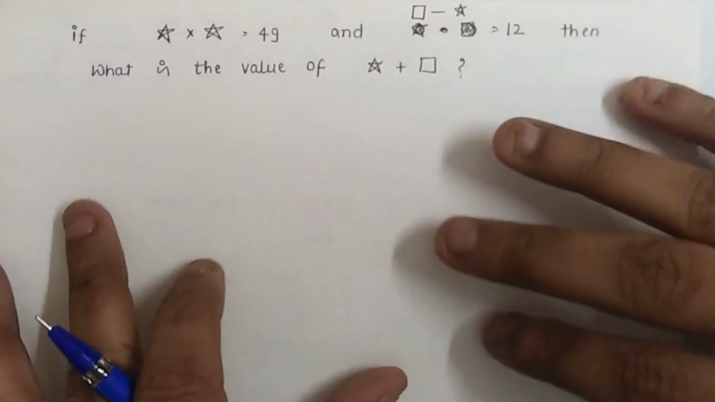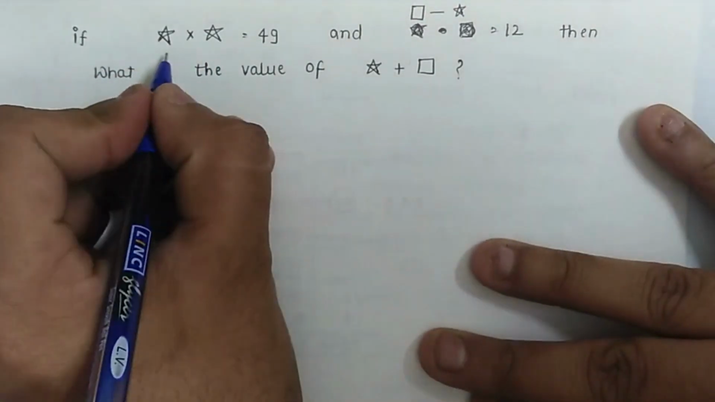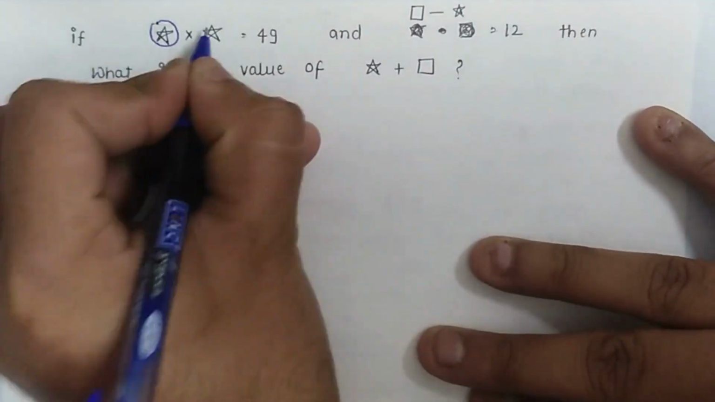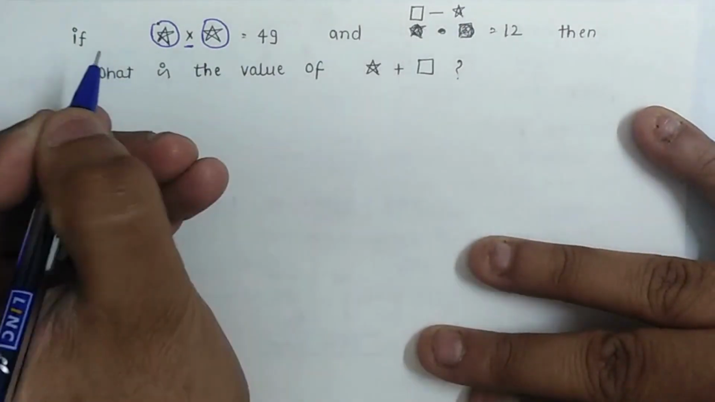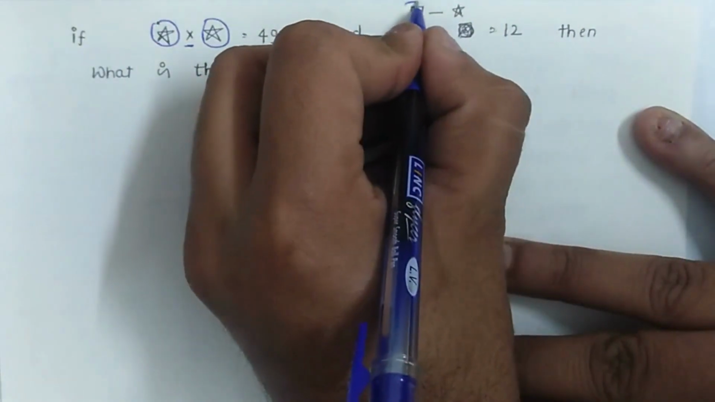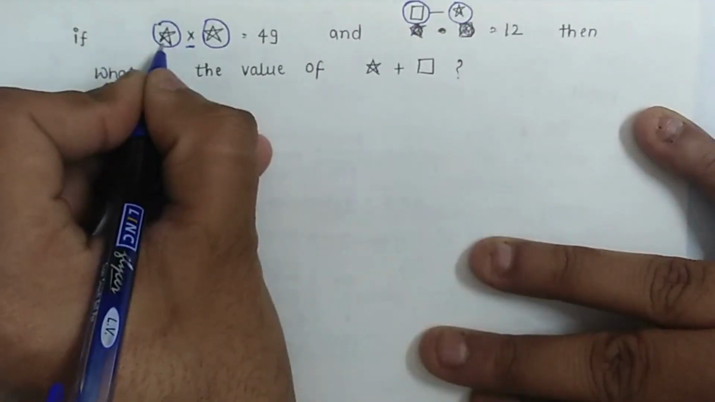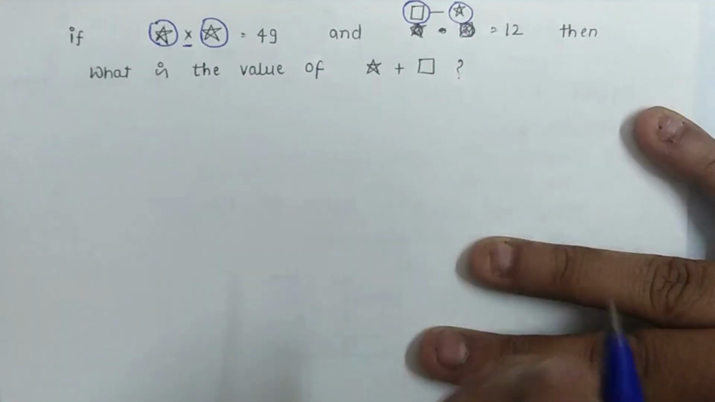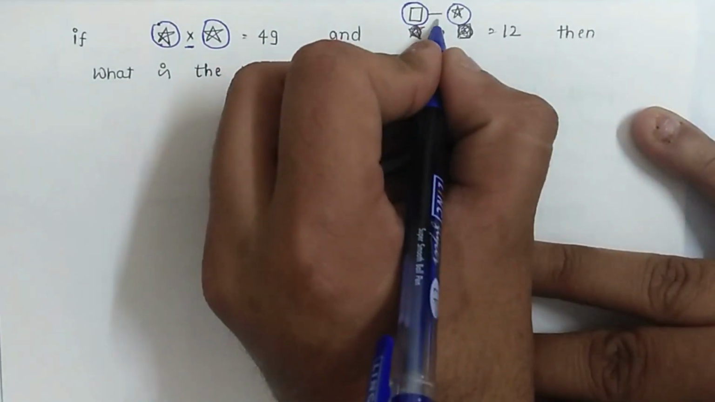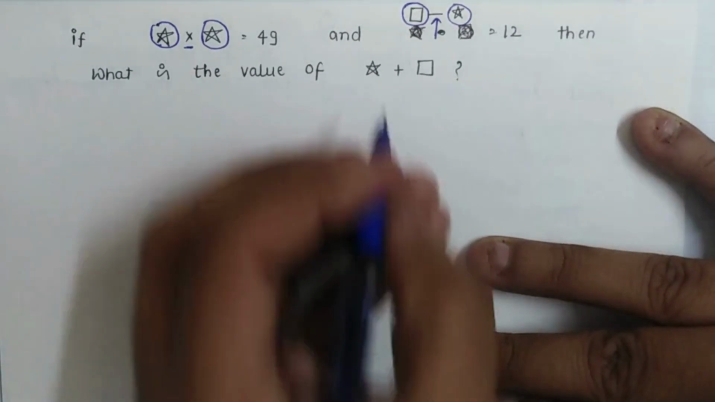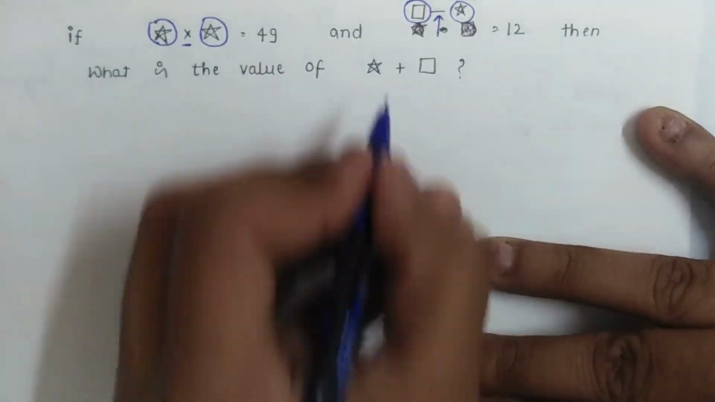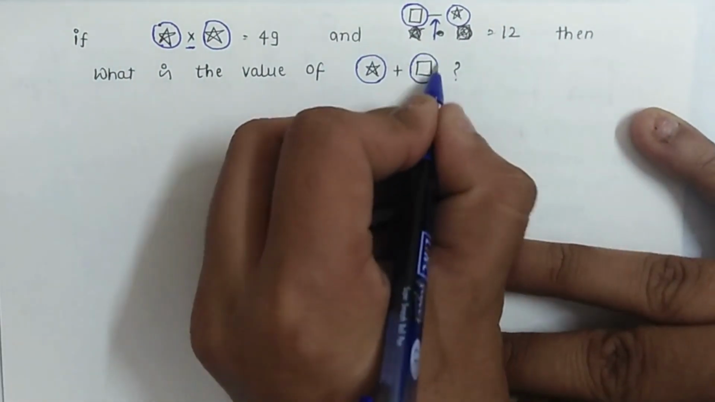Let's take a look at this question. In this question, it is given that these are two objects, star, and this is a multiplication operator. Similarly, this is a square, and this is the same star which was mentioned here, and this is another object, and this is the subtraction operation. We have to find the value of star plus square.